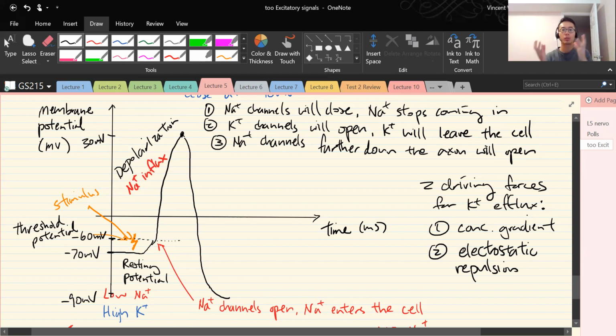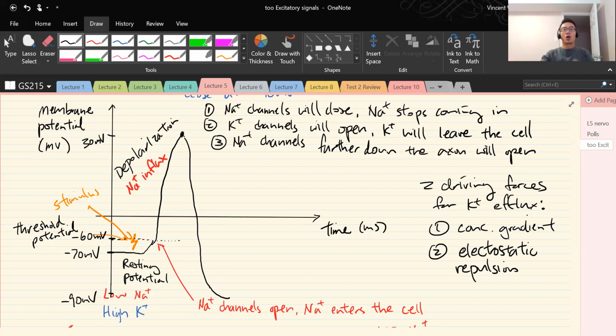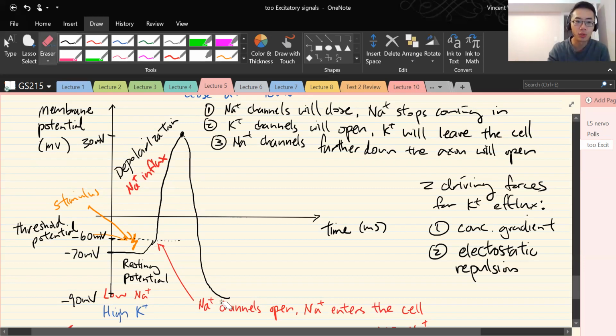So combine that with the concentration gradient, you will have a lot of potassium leaving, so much so that you are going to go all the way down to -90, okay? And that, of course, is the point where the potassium channels will close, and then no more potassium will be able to leave. So this phase that's coming down, the falling phase, you are recreating the negative charge. So this is called repolarization. And what's causing that? Potassium efflux. Okay, efflux is just a fancy word for leaving.